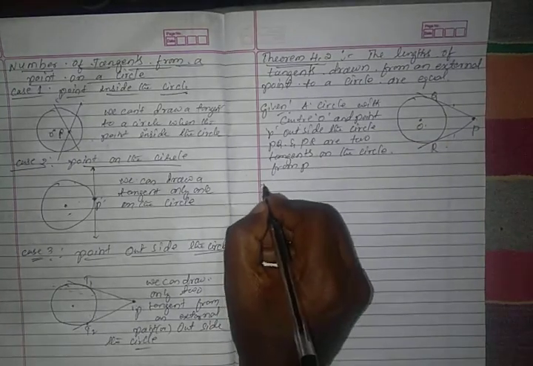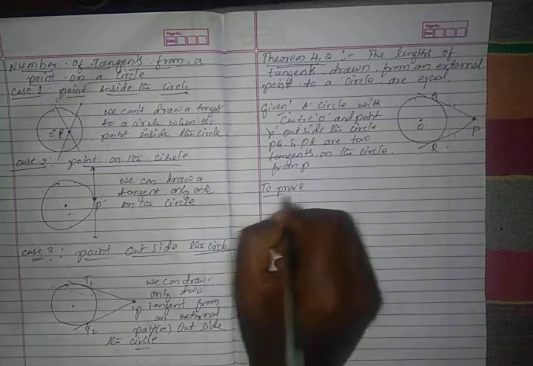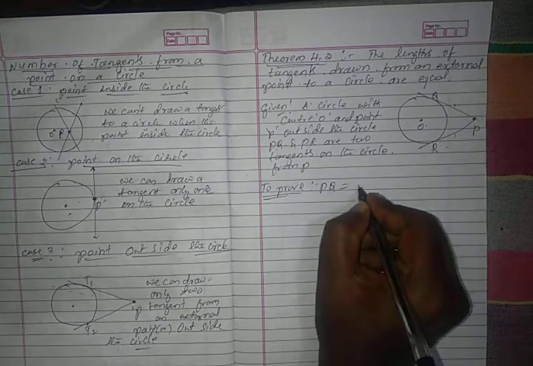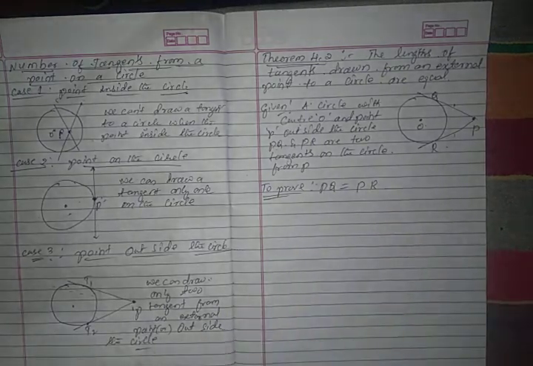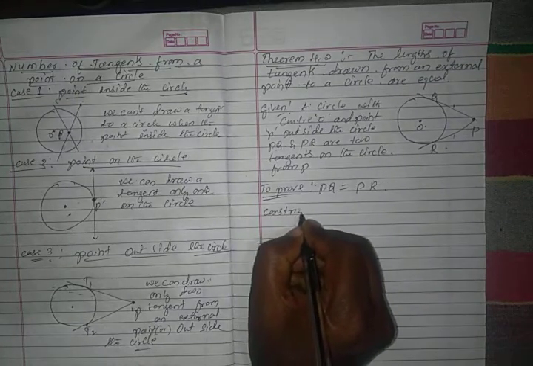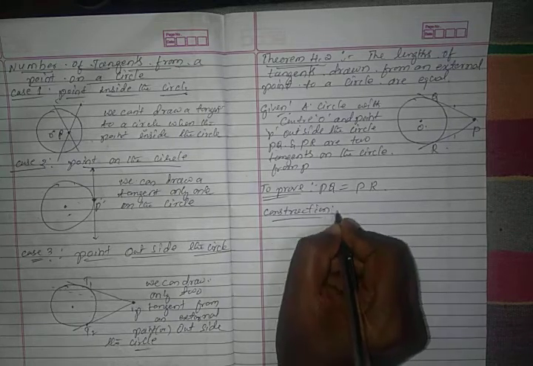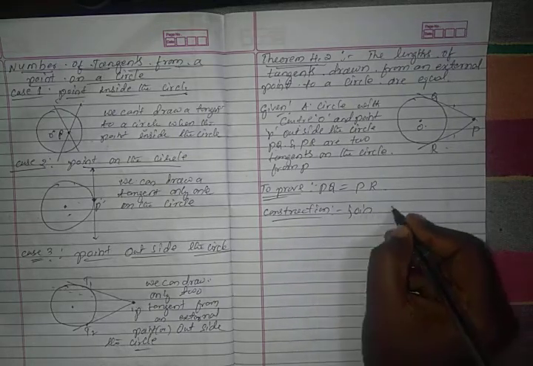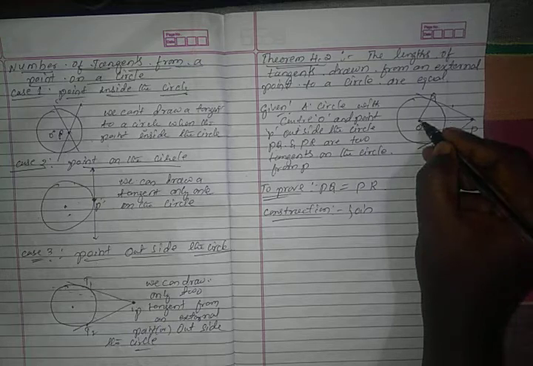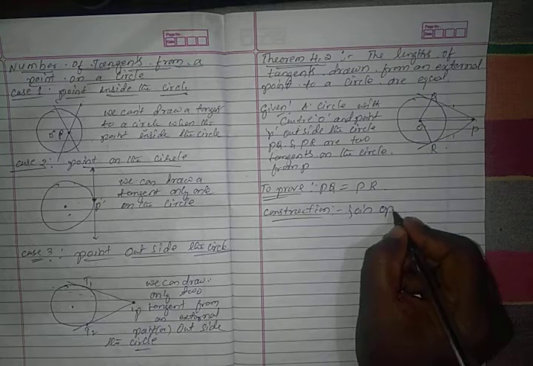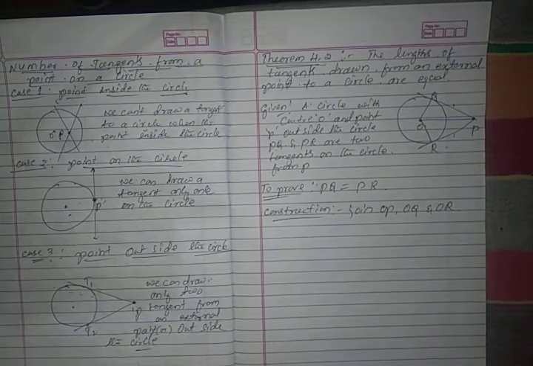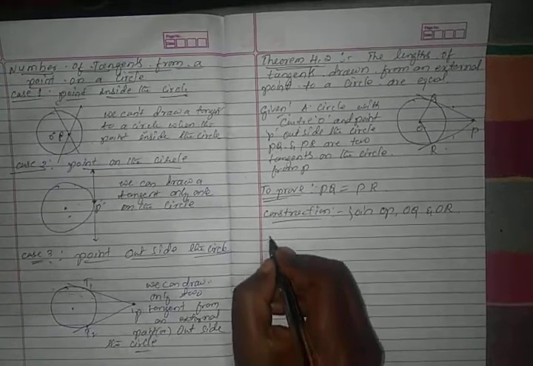To prove: for the tangents PQ and PR, PQ is equal to PR. We have to prove PQ is equal to PR. Construction: join OP, OQ and OR. Then the next step is the proof.